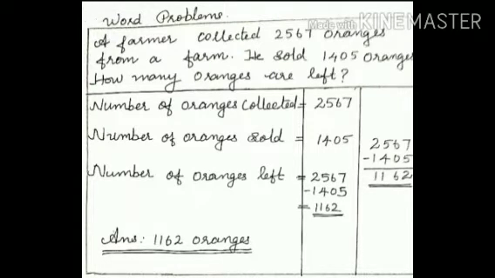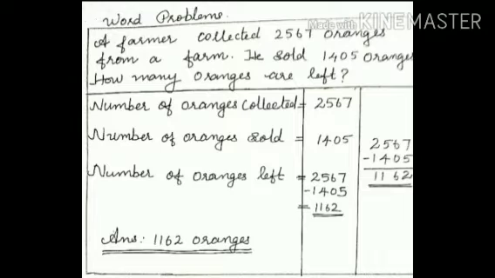Here there is a question. A farmer collected 2,567 oranges from a farm. He sold 1,405 oranges. How many oranges are left? So we have to find how many oranges are left. The word left means we have to subtract to get the answer. For a word problem, we know we have to write the statements.